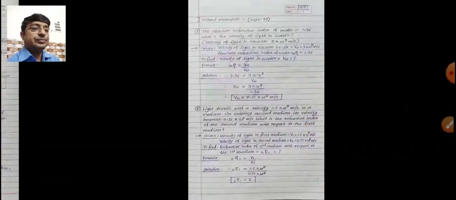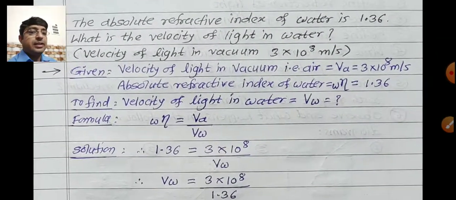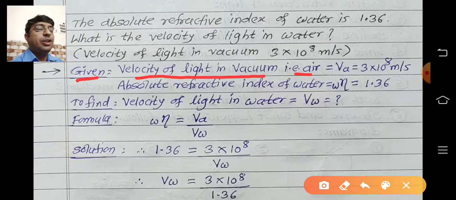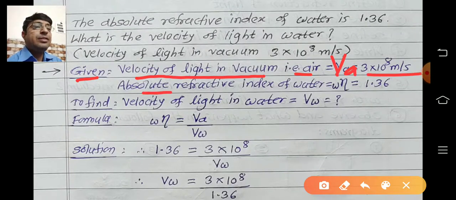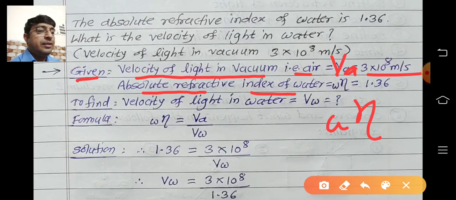See here. First of all, you read the question carefully and then write down the given. What is given in the question, that you write. Velocity of light in a vacuum, considered as an air medium, is indicated by a symbol, so VA. Instead of 1 or 2, we use the symbol. Second, absolute refractive index of water, which is indicated using this symbol. So here the refractive index of water with respect to air medium or vacuum, we write as 1.36.